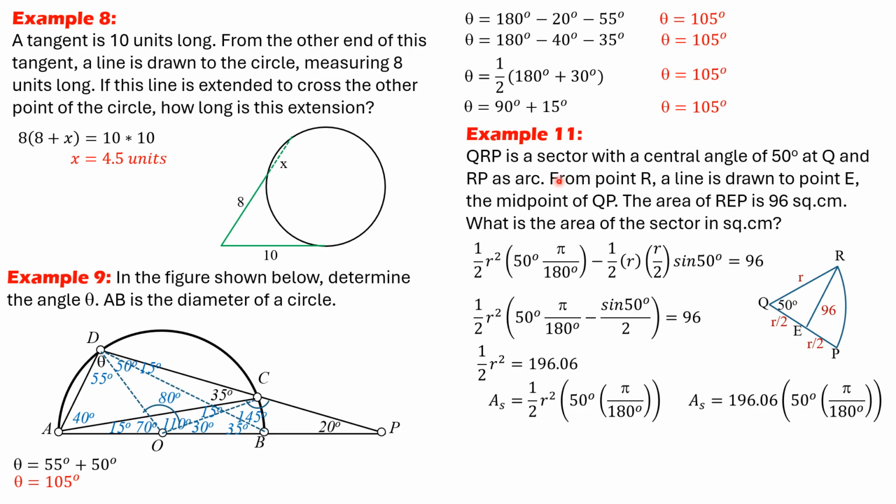Then example 11, QRP is a sector with a central angle of 50 degrees at Q, and RP as arc.